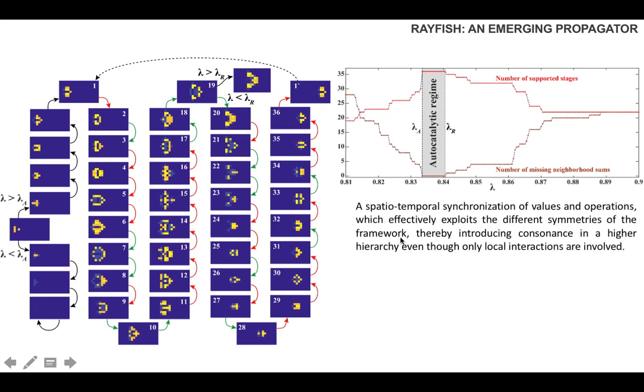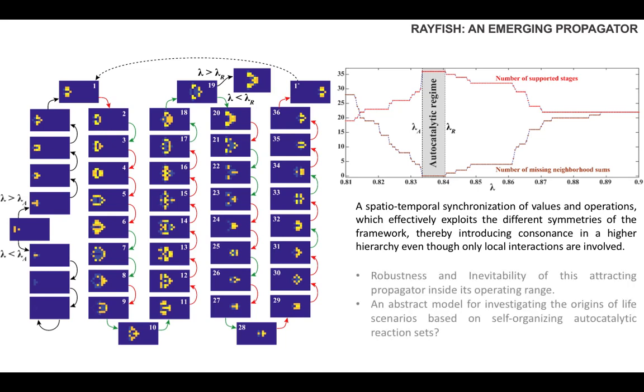Okay, a spatio-temporal synchronization of values and operations effectively exploit the different symmetries of the framework, thereby introducing consonance in higher hierarchy, even though only local interactions are involved. So you can see how robust this structure is and how inevitable this structure is, and one of the ways that it's inevitable is that some of these parts are really simple, while on the other hand it's very interesting that some of the middle parts are really complicated.